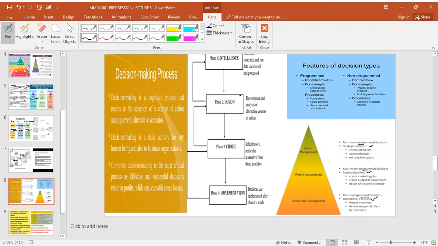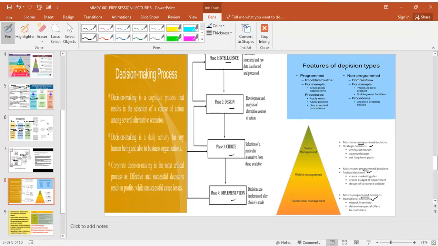Depending upon various parameters, they will select the best one. So that is coming under phase 3, that is the choice. And after that, they will go for the implementation phase, so the decisions are implemented there. So that is coming under phase 4, right? Now, phase 1 is intelligence, phase 2 design, phase 3 choice, and phase 4 is implementation.